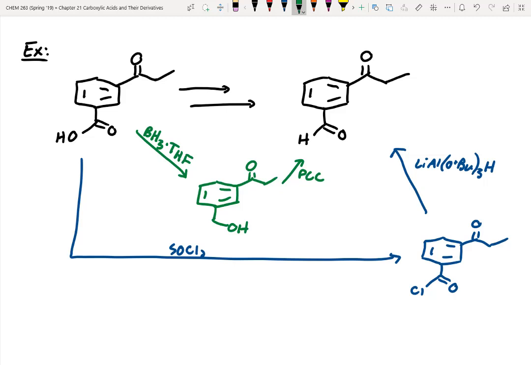Yeah, PCC is toxic, right? We don't want to use chromium if we can avoid it. So maybe this is a good workaround. Not a perfect workaround though. It has a super low atom economy.